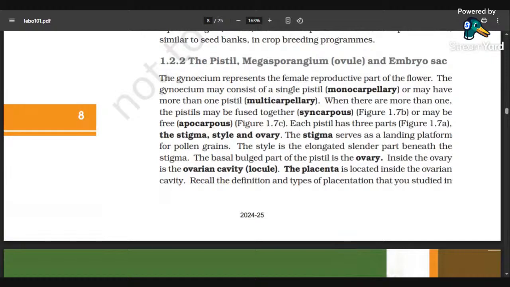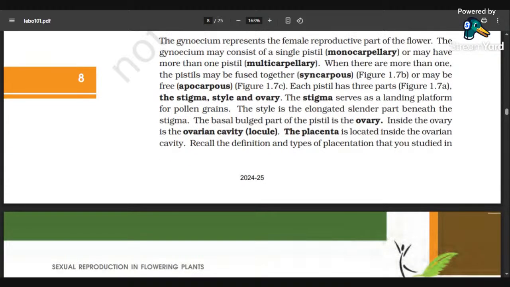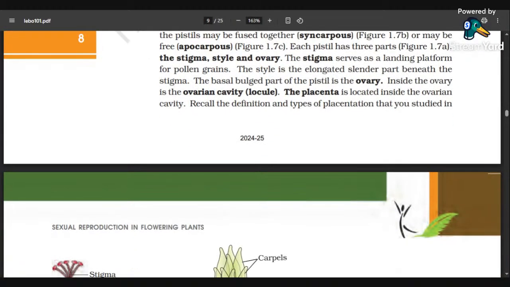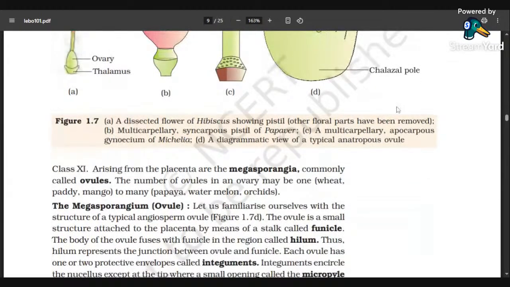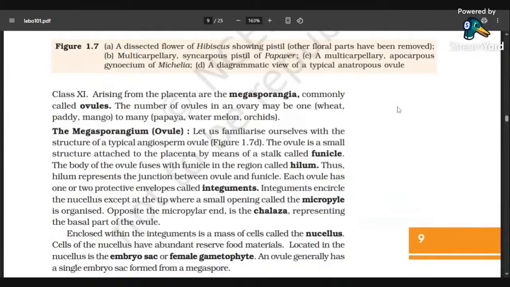The stigma serves as a landing platform for pollen grains. The style is the elongated slender part beneath the stigma. The basal bulbous part of the pistil is called the ovary. Inside the ovary is the ovarian cavity, which has locules. The placenta is located inside the ovarian cavity. Recall the types of placentation you have studied in the previous chapter in anatomy in class 11. Arising from the placenta are megasporangia, commonly called ovules.